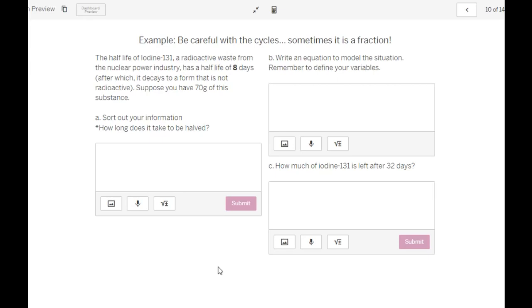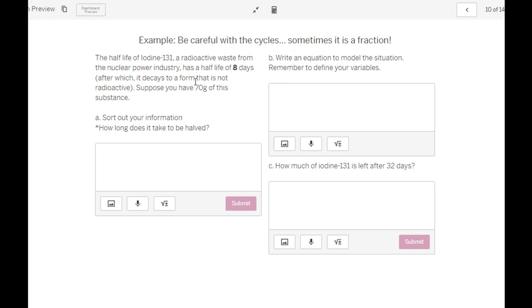Here are a few more complicated examples. Now, we have in this example the half-life of iodine 131. It's a radioactive waste from the nuclear power industry, and it has a half-life of 8 days, after which it decays to a form that's not radioactive. Suppose you have 70% of this substance.